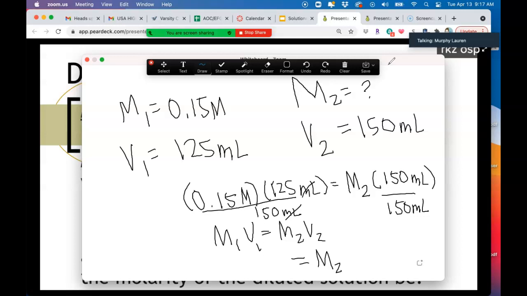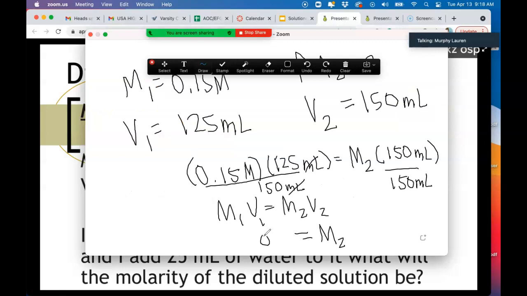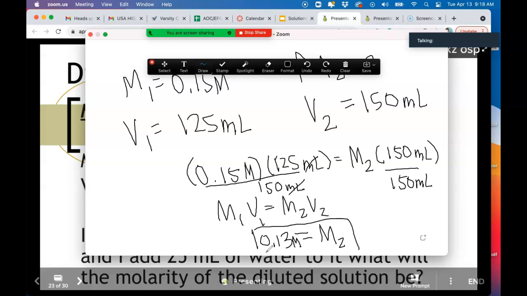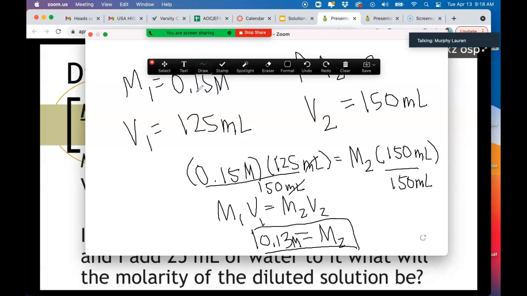0.125. Is this a 2 sig fig number? Yeah, the 0.15 and the 25. So you can call it 0.12 or 0.13 molar. Doesn't matter. So what was the concentration to begin with? 0.15. The concentration went down to 0.13. Why? Because you diluted it with water, so it's less concentrated. You have a lower concentration than before because you added water to this thing.